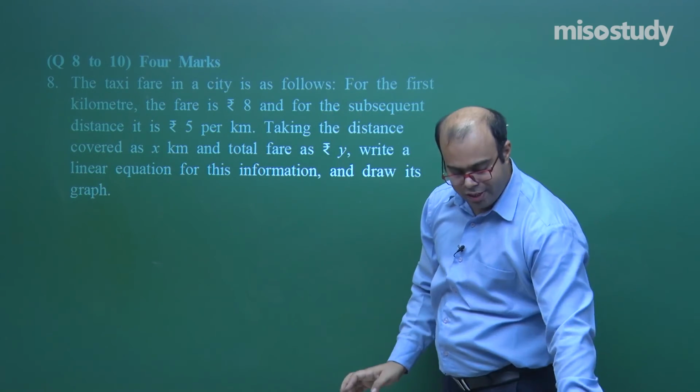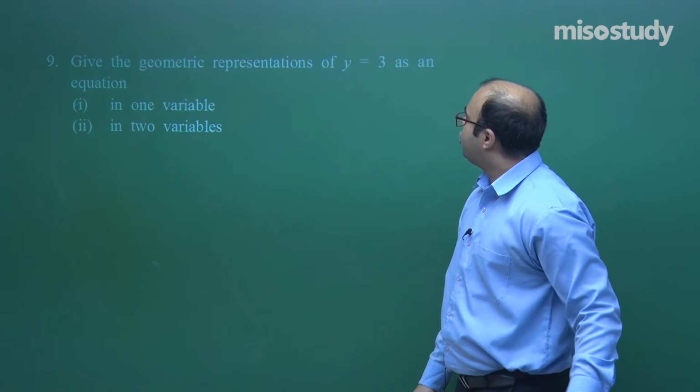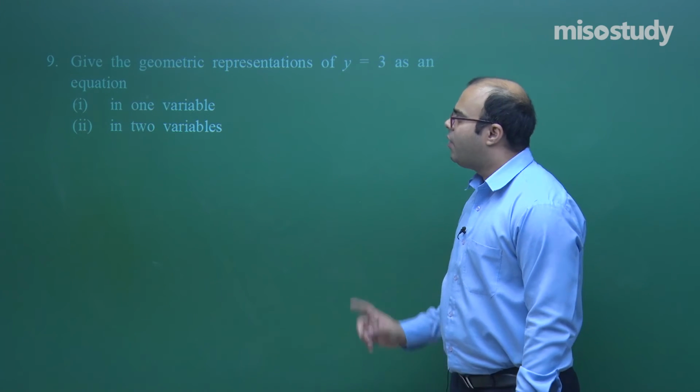So after knowing this, we can solve any question of linear equation in 2 variables, whether it is in word form or mathematical form. 9th question: give the geometric representation of y equal to 3 as an equation in 1 variable.